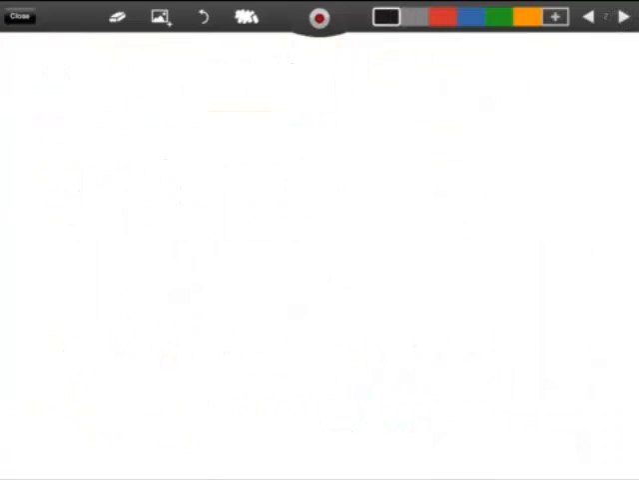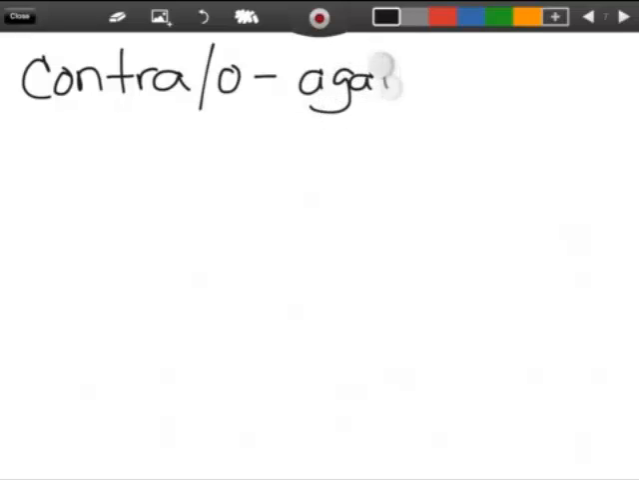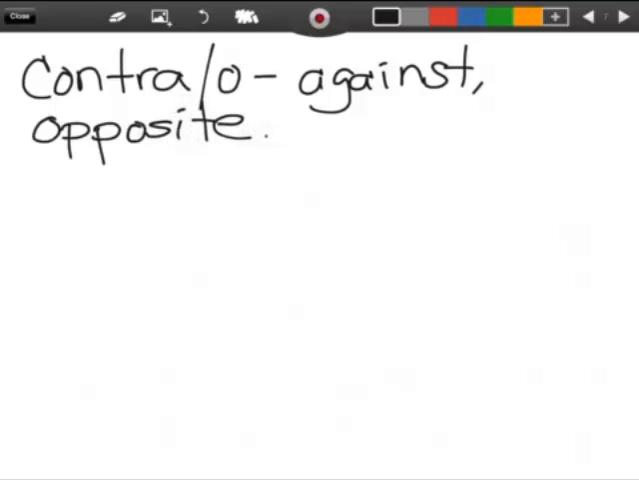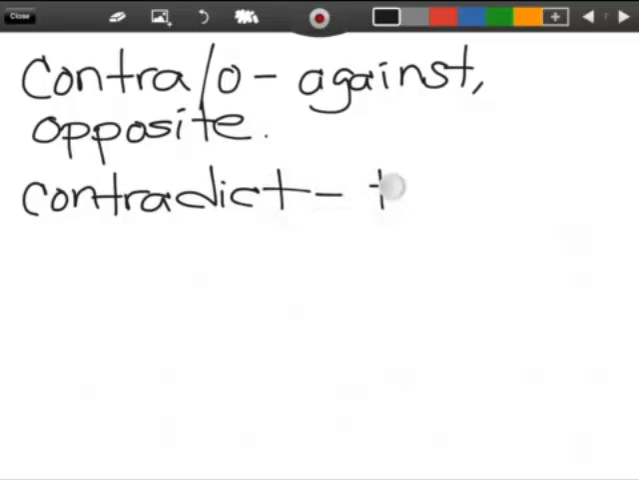Moving on to our next root is contra. Contra or contro, meaning against, and opposite. And I'm going to give you an example word here. I'm going to say contradict. Contradict. And that means to argue against.